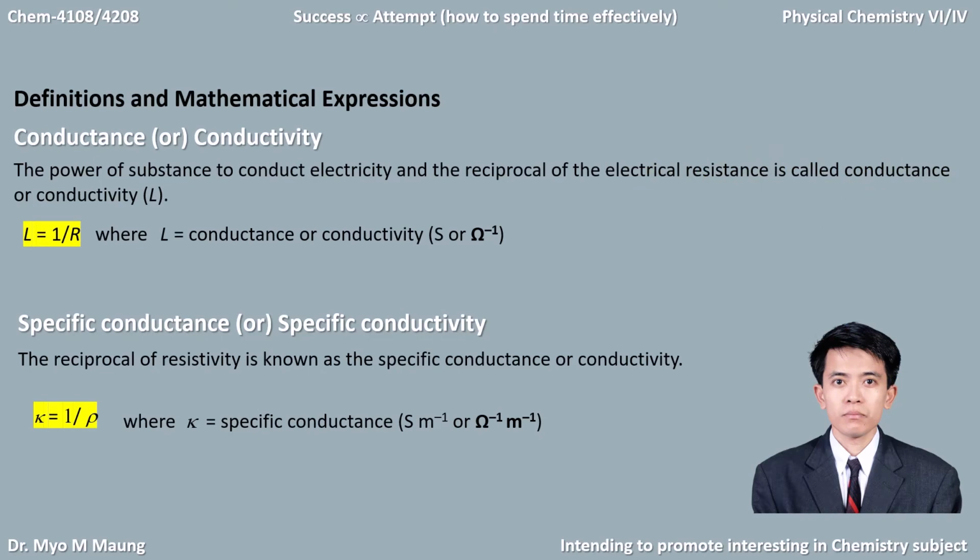Next, specific conductance, or specific conductivity. The reciprocal of resistivity is known as the specific conductance. In expression, kappa equals 1 by ρ. The unit of kappa is Siemens per meter or per ohm per meter. Here, we have to use the unit per ohm per meter.